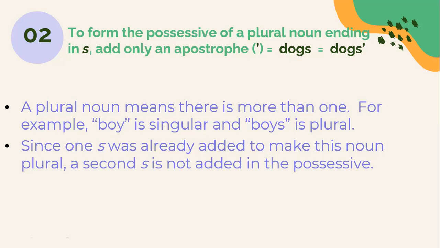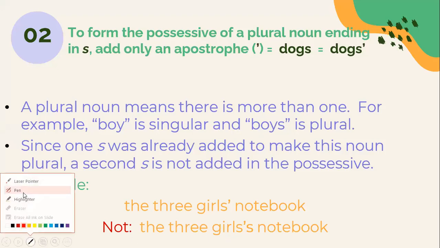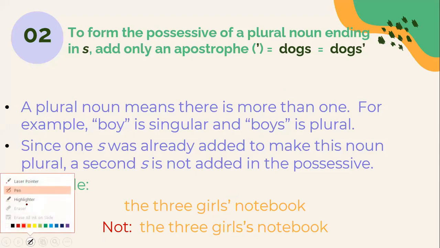Okay, let's take an example. For example, I say the three girls' notebook. Girls is a plural noun, so we just add an apostrophe. We never say the three girl's notebook. It's wrong. We just add an apostrophe after the S of the plural noun. Okay? Clear?